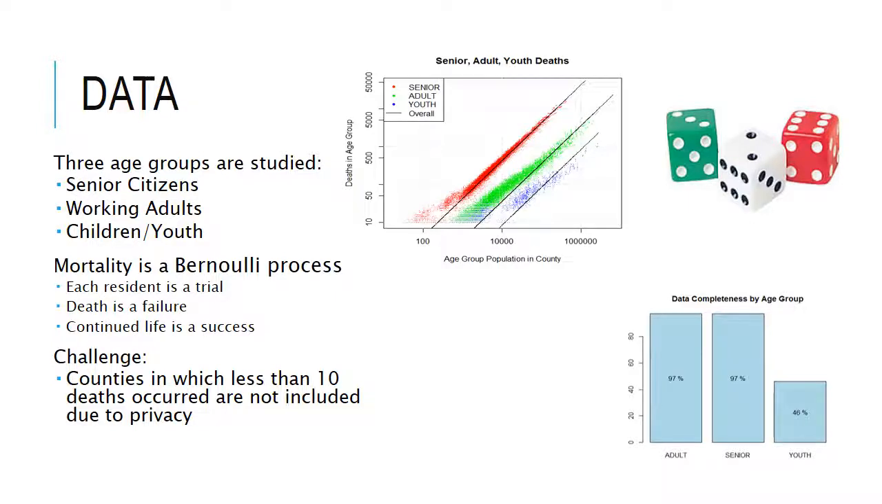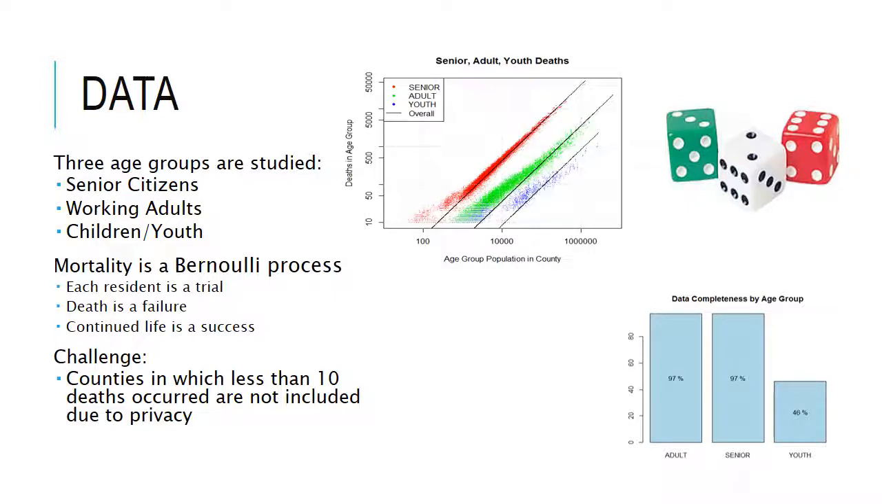What about the data? In order to account for age, 3 age groups are studied independently: senior citizens, working adults, and children. Now, one thing that's very interesting about mortality is that it is a Bernoulli process. Imagine that each resident is a trial, and death is a failure, and continued life is a success. In this way, the Grim Reaper rolls dice for all of us. Another challenge with the data is that counties with less than 10 deaths in a particular age group are not included due to privacy.